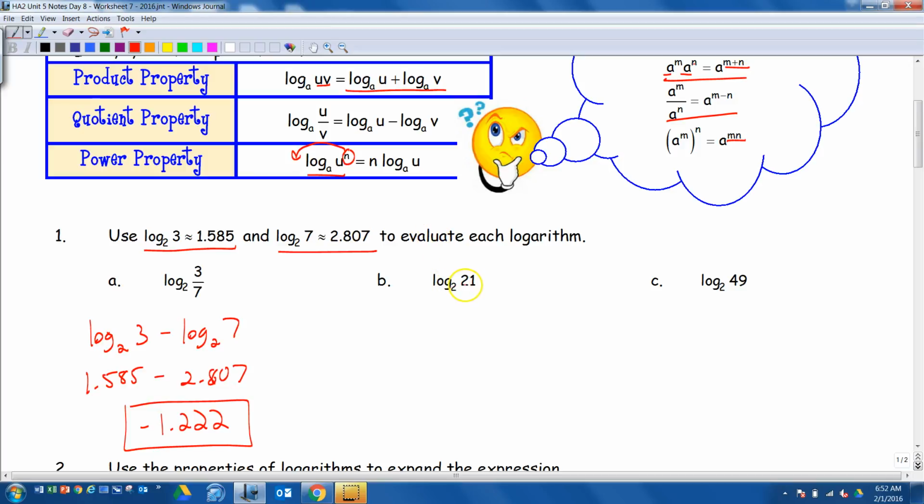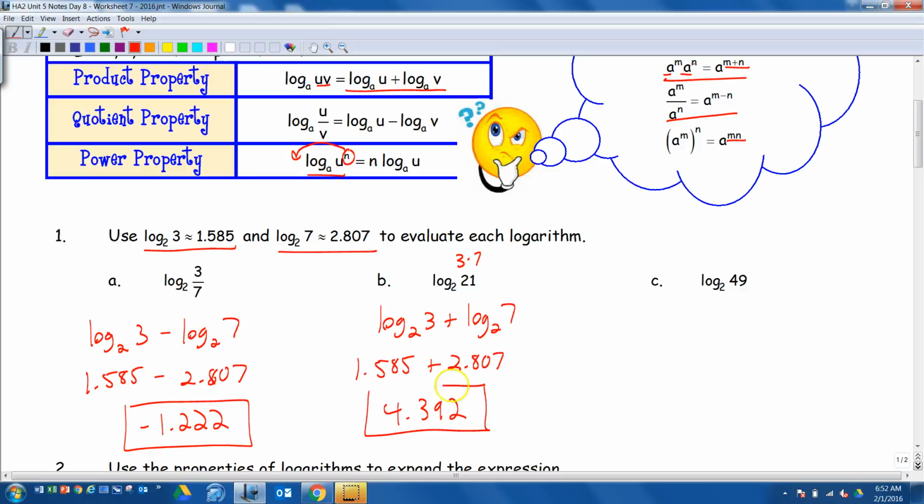We have the number 21. How can we split that up? Hopefully you guys realize that's 3 times 7. And if it's multiplication, that means we add the logarithms. And so we can do the same thing. And when you add those numbers together, you get that.